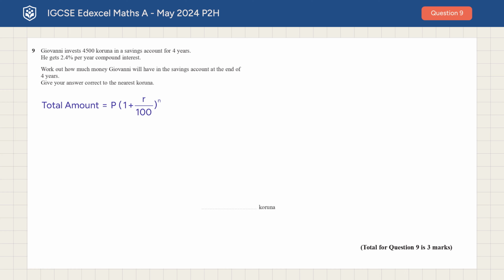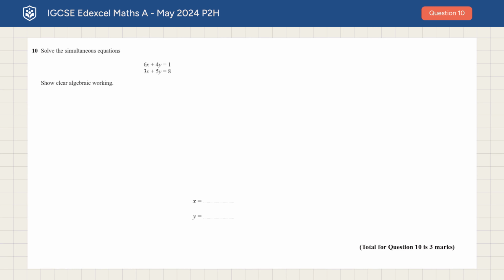Now, we set up our calculation. We take the principal amount of 4,500 and multiply it by 1.024 raised to the power of 4 because the money is invested for 4 years. On your calculator, that looks like 4,500 times 1.024 to the power of 4. This gives us approximately 4,947.80. The question asks for the answer to the nearest koruna. Since our decimal is 0.8, we round up to the next whole number. So at the end of 4 years, Giovanni will have 4,948 koruna.